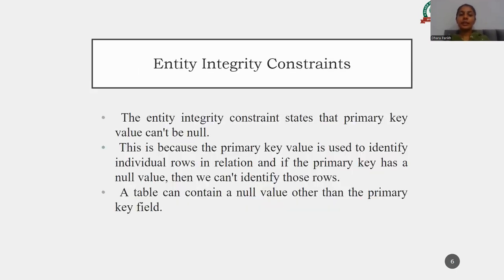the next one is the entity integrity constraint. The entity integrity constraint states that the primary key value can't be null. This is because the primary key value is used to identify individual rows in the relation, and if the primary key has a null value, then we can't identify those rows. A table can contain null values in fields other than the primary key. These points tell us that the primary key should not have an empty value.